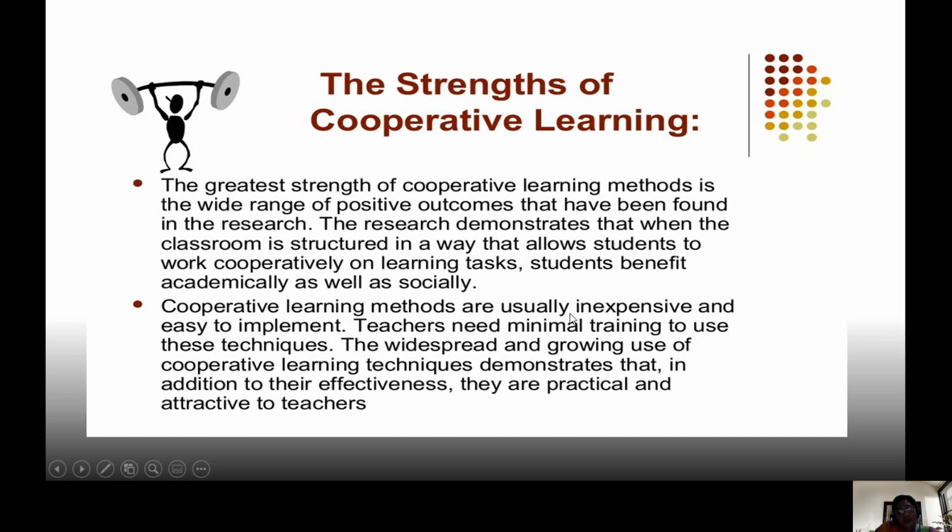So cooperative learning methods are usually inexpensive and easy to implement. The teacher needs minimal training to use these techniques. The growing use of cooperative learning techniques demonstrates that in addition to their effectiveness, they are practical and attractive to teachers.